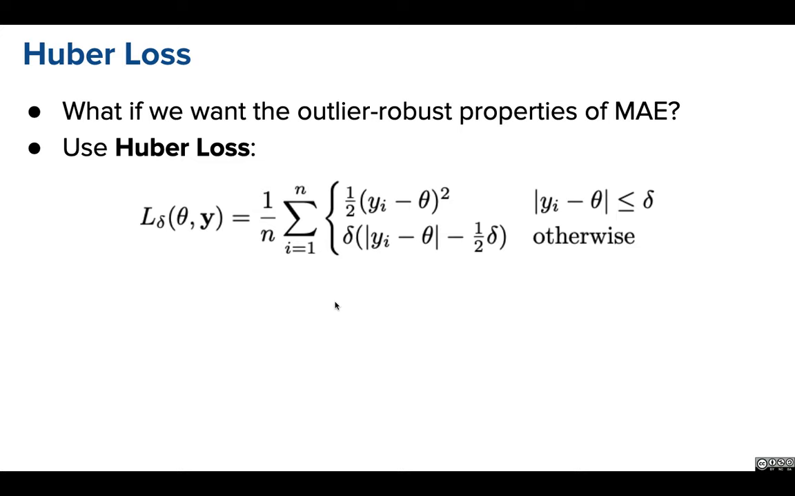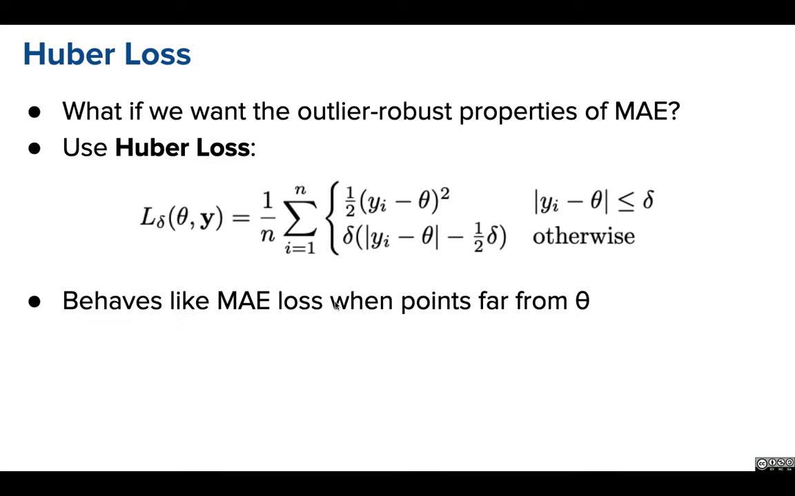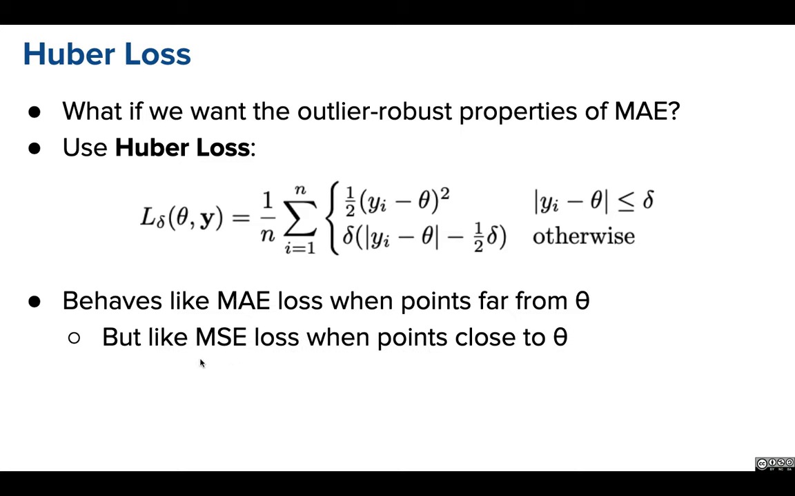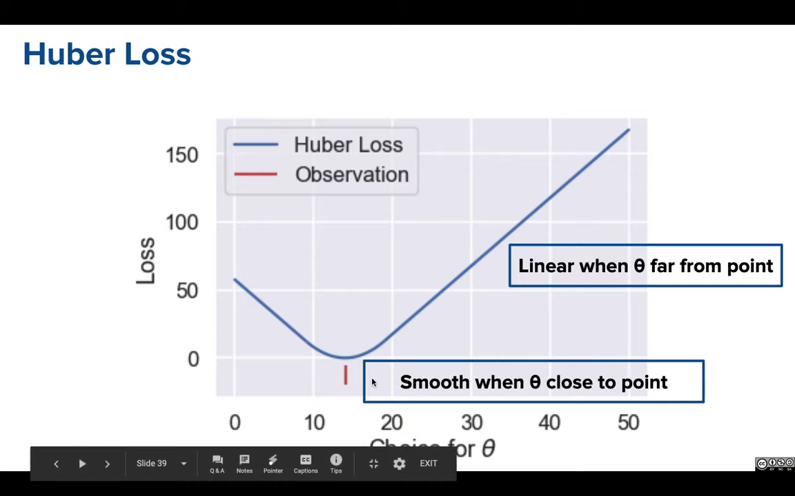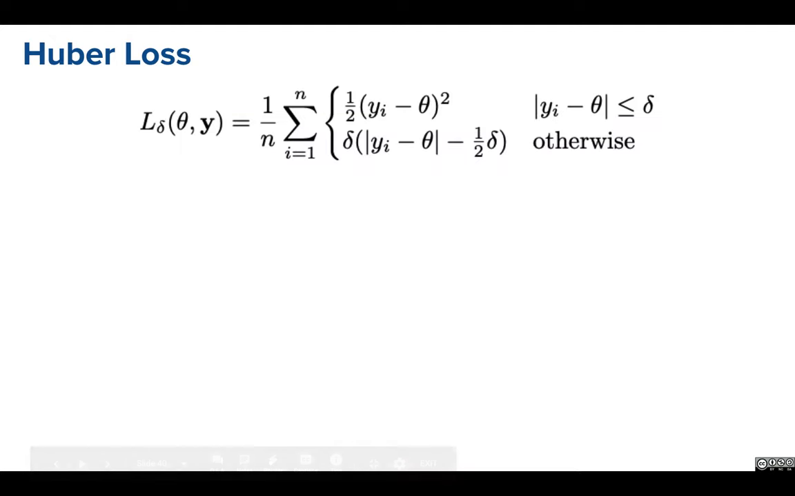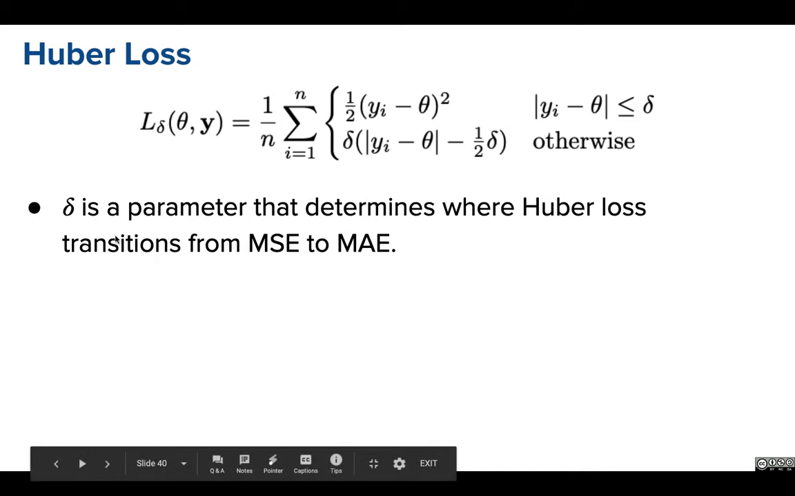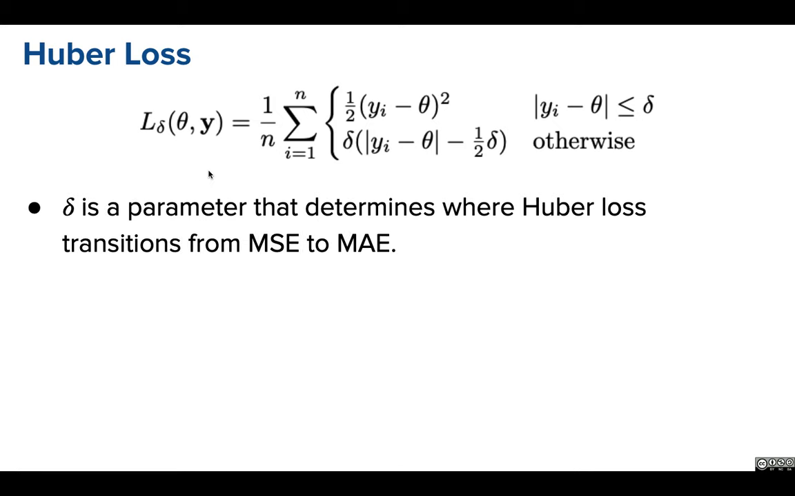What happens for the Huber loss is that when the points are far away from theta, it behaves like the mean absolute error, so it's robust to outliers. But when you get close to the bottom of that loss curve, it looks like the mean squared error loss, so it's smooth, and it decreases gradually. Pictorially, here's what the loss looks like. It's linear when theta is far from the point, but then when you get down to the bottom here, it's smooth. And the nice property here is that it's differentiable everywhere. Delta here is a parameter of the loss. You should play around with delta, and I show you some examples of this in the textbook as well.